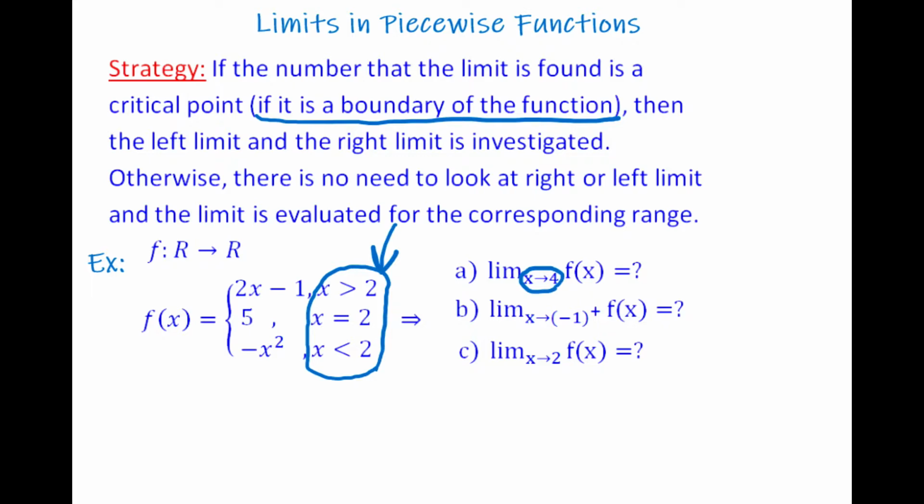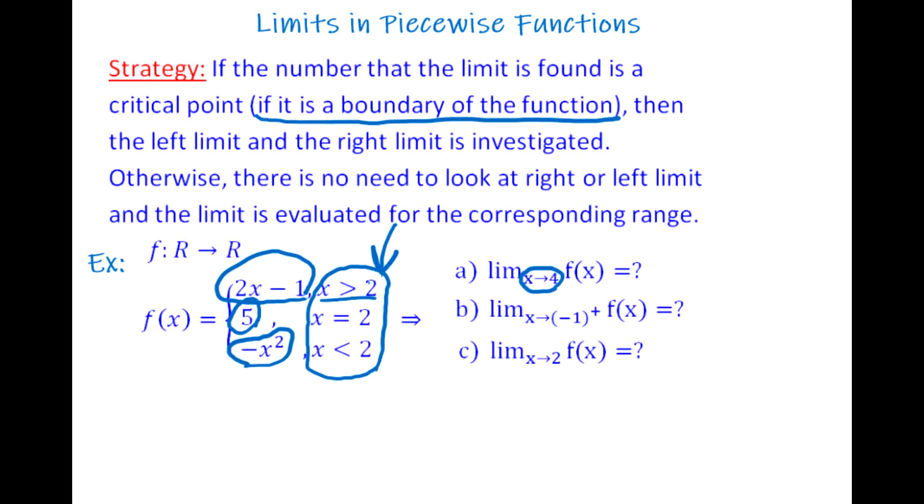We have a piecewise function f of x, and we have boundaries, as you can see here. When x is greater than 2, this is the function that we're going to apply. When x is equal to 2, the function is equal to 5. When x is less than 2, this is the function that we're going to apply.